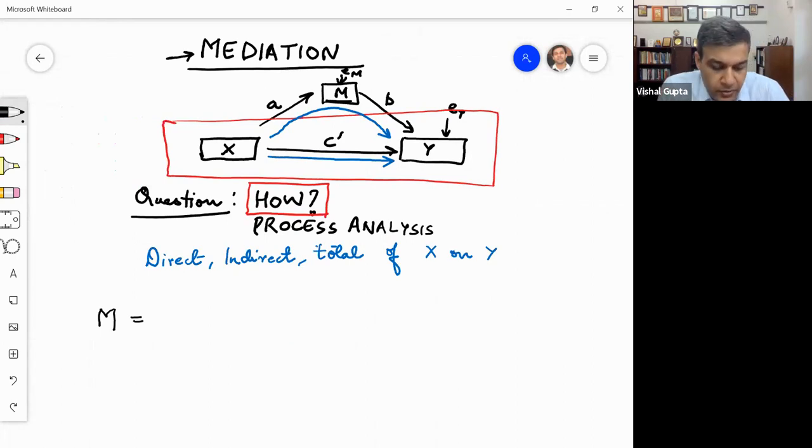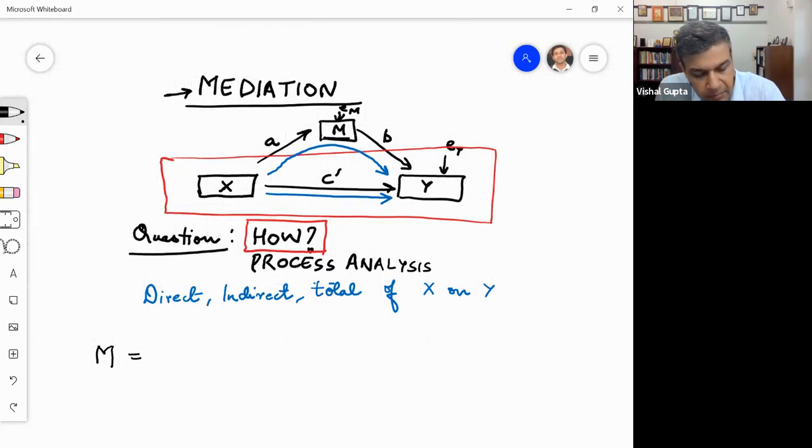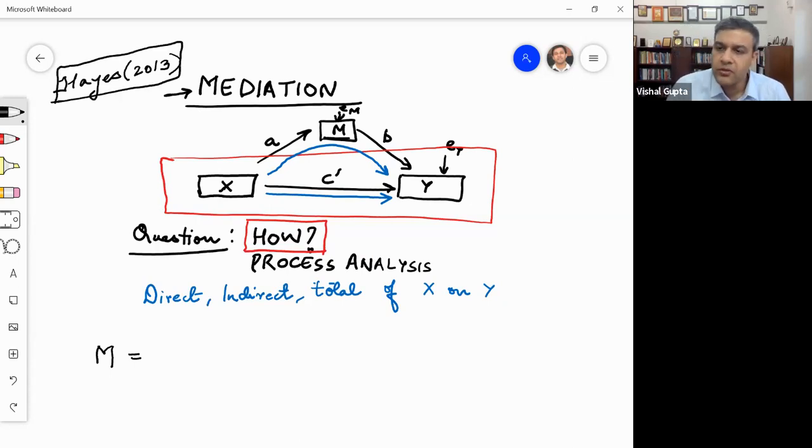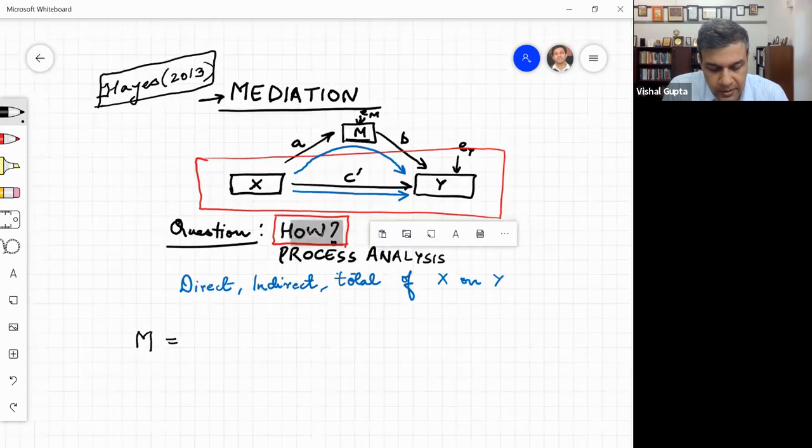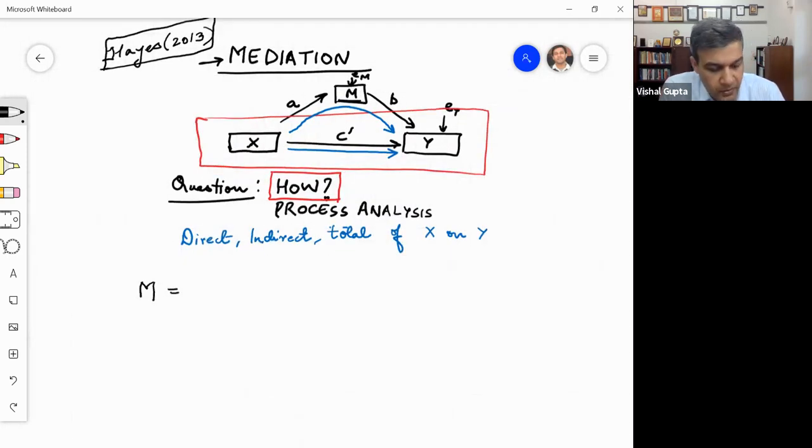Another thing that I'm going to do in this workshop is follow the notation that is typically given in the very standard text of Hayes, which talks about mediation and moderation. So in case any of you are familiar with or reading that text, my explanation would be in sync with that book. I will share the link of the book in case you are not familiar. You may want to order it in your library or have a copy of the book.